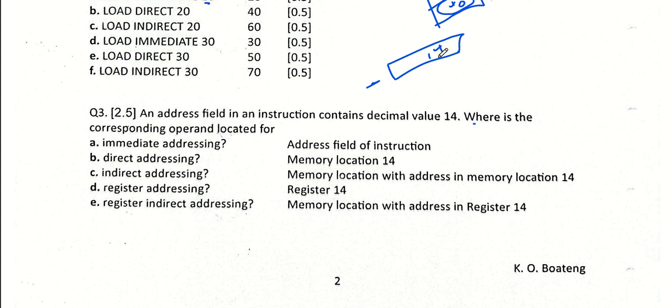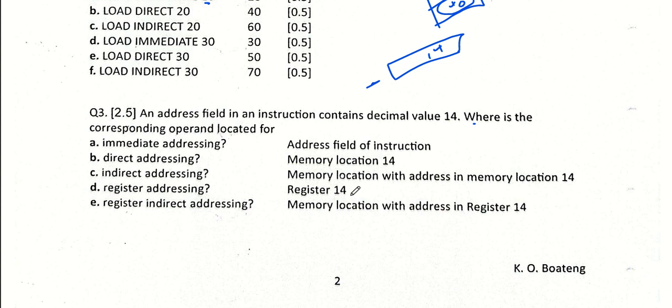And the next one is direct addressing. Direct addressing, the operand is to be found at memory location 14, right? Because in direct addressing, the address specified is the address of the operand. So we have to follow it to get the operand. The next one is indirect addressing. Then it says memory location with address in memory location 14.